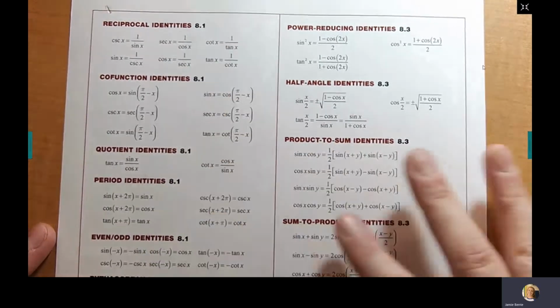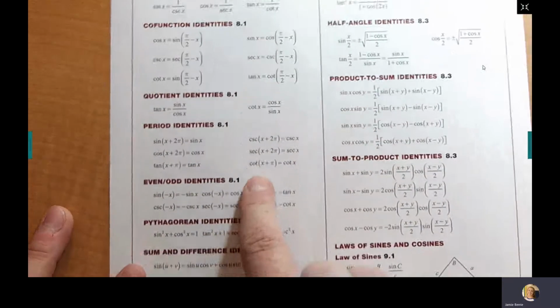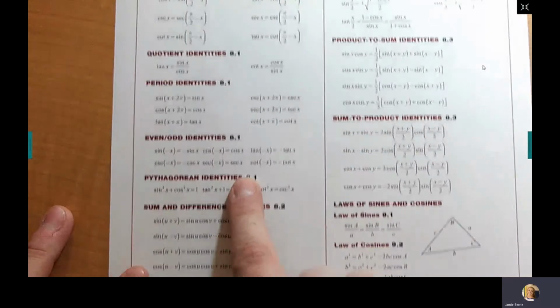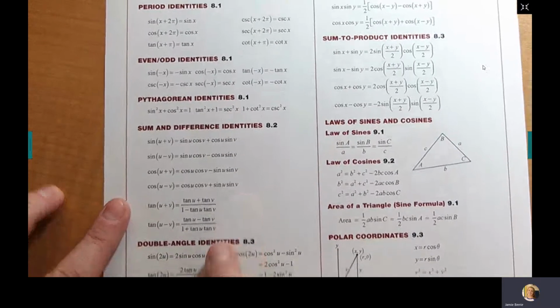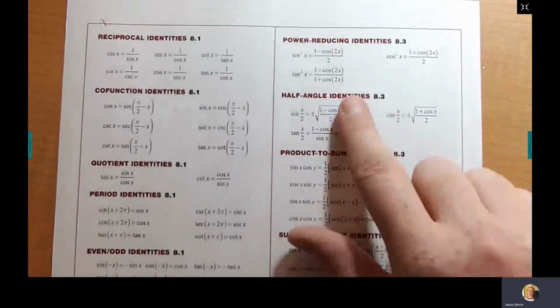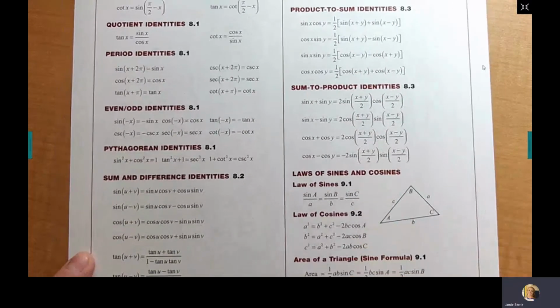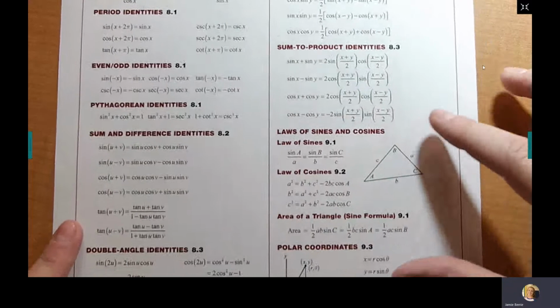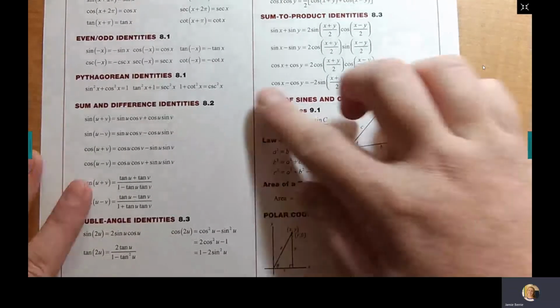It's broken up by section, so you can see section 8.1 goes all the way to here where it says Pythagorean identities, then sum and difference identities is section 8.2. 8.3 is double angle, half angle, power reducing, sum to product, and product to sum. And then the rest of this is chapter 9, so we won't be using this bottom part of the formula sheet, so you can just ignore all of this for now.